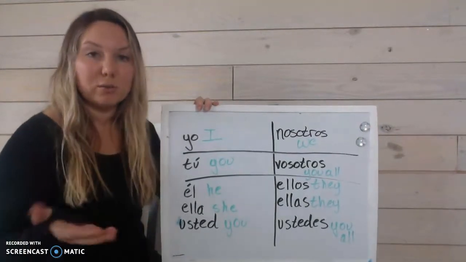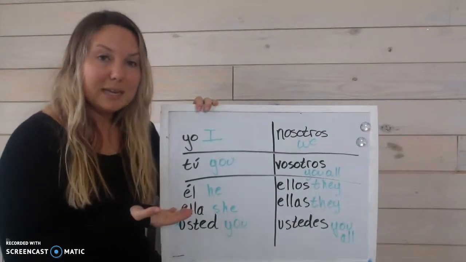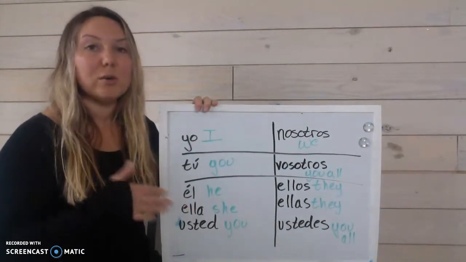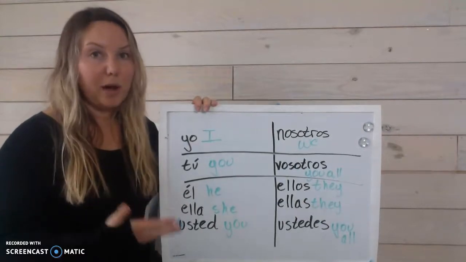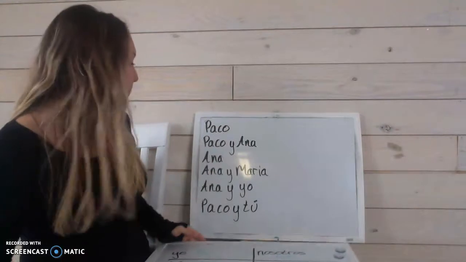Paco goes to the store. If I had to take out Paco, what would I use? Well, probably he. He goes to the store. So él is what would go with Paco. This will make more sense when we get to verb conjugation. Just try and stick with me.